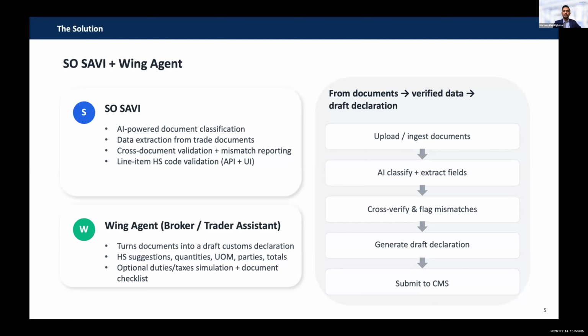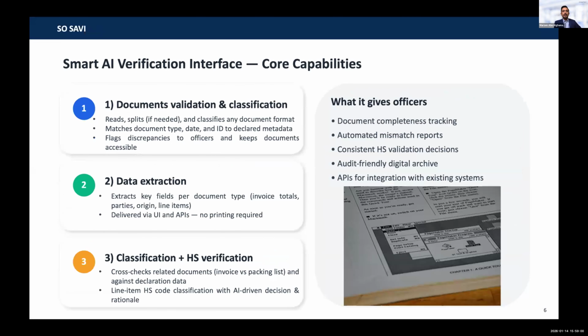for the HS classification, as well as the duties and tax simulation for the traders, and a document checklist. If you like a certain item, it will automatically detect what documents it requires by law or by the regulation in the customs administration to be fulfilled. So basically, our AI verification interface, you just validate the document itself.